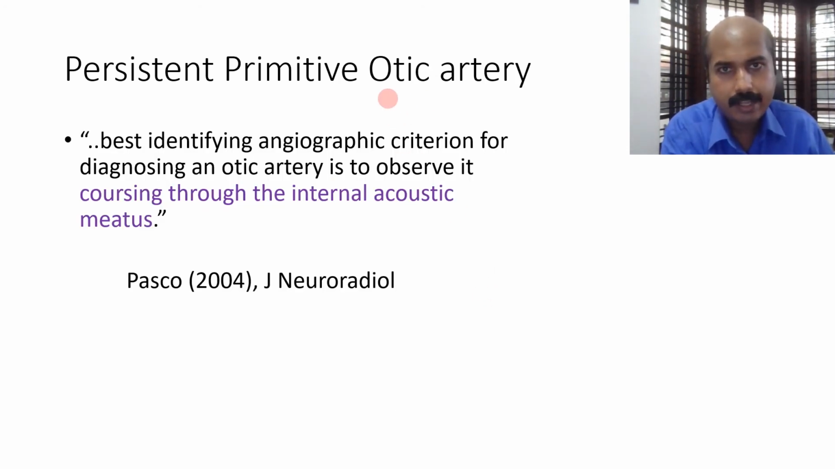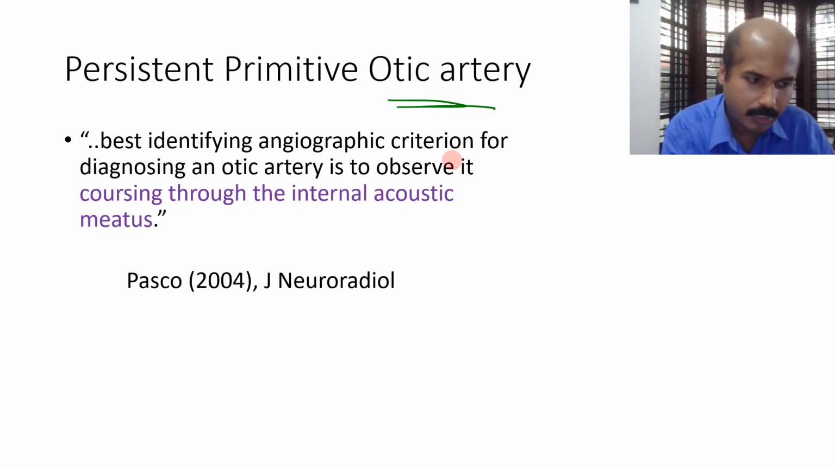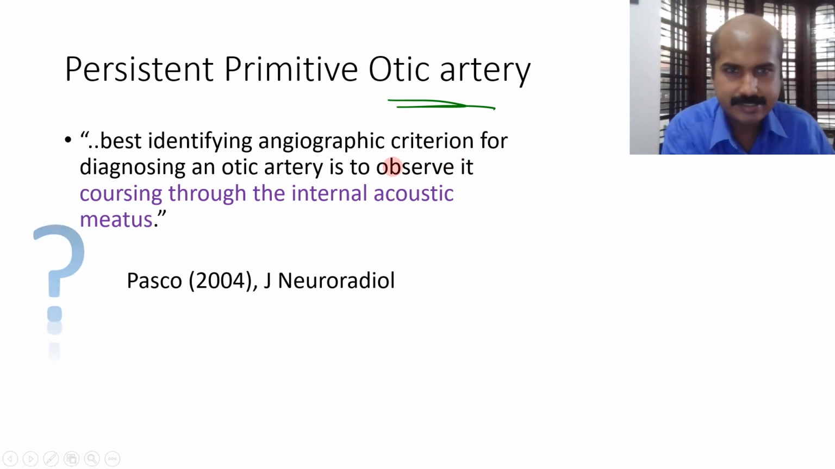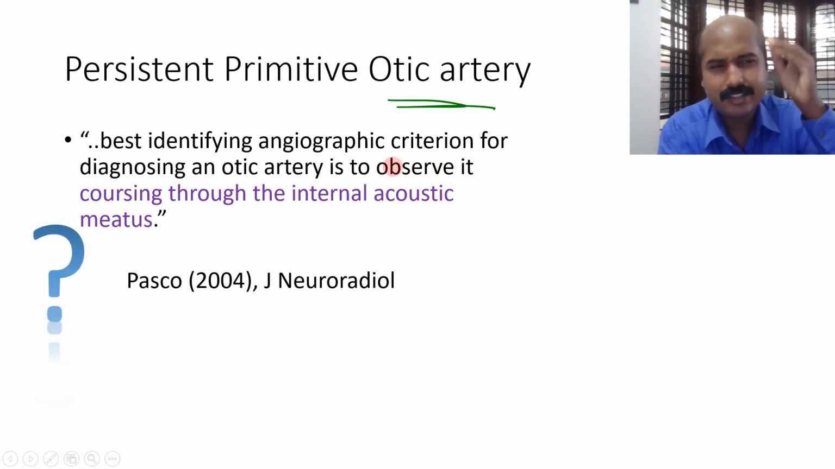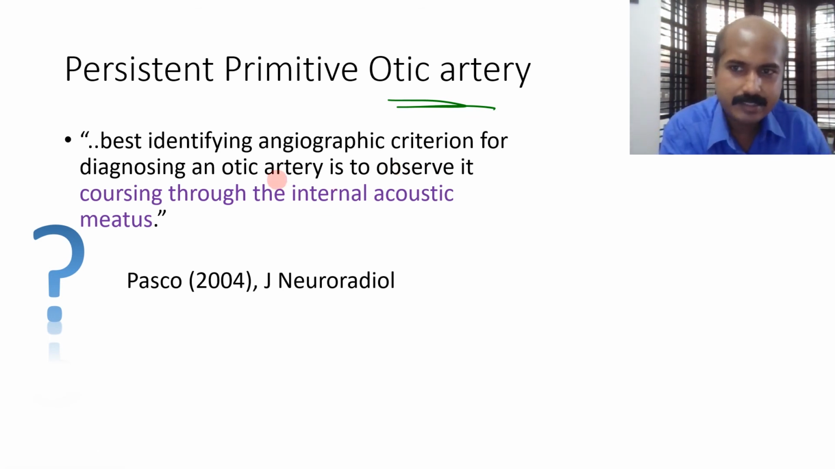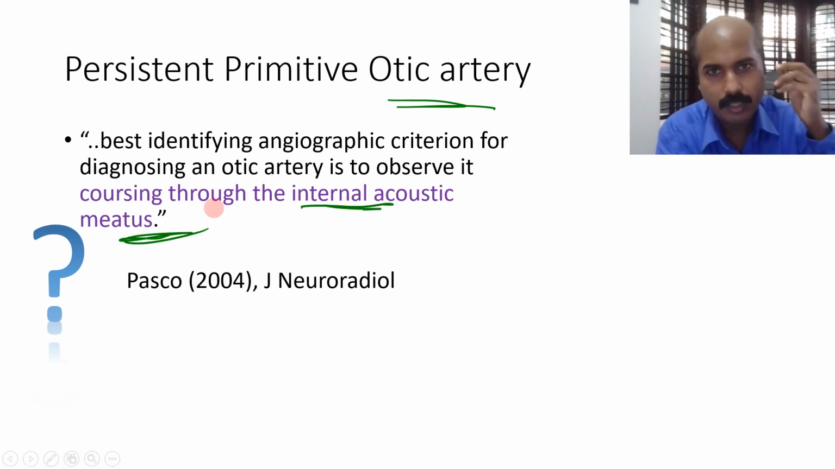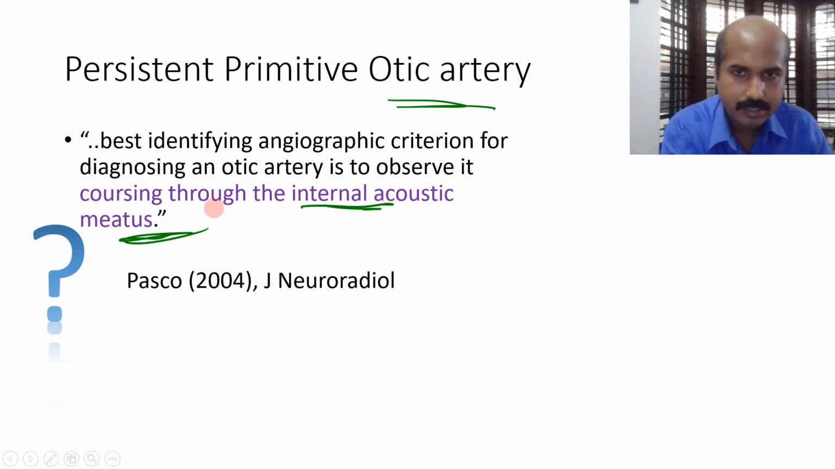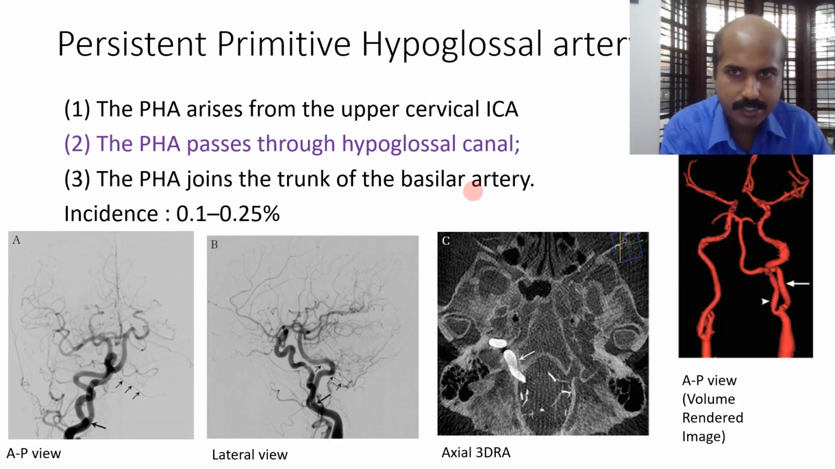You also can have an otic artery, but the otic artery is now said to be non-existing because earlier in the picture itself I showed you they are very slender branches. So if it is present, it should course through the internal acoustic meatus. I told you that the otic capsule is present within the petrous. So by definition it should go through the internal acoustic meatus.